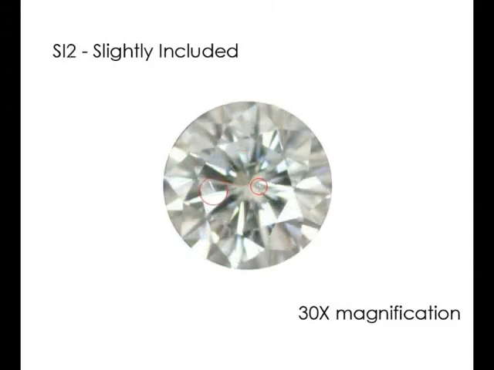When you look at the image of the SI2 stone magnified at 30 times, you can see 2 inclusions, both circled in red. One is a small cloud, and the other one is a small feather, and both are under the table. These inclusions will also not be very easily visible to the naked eye.